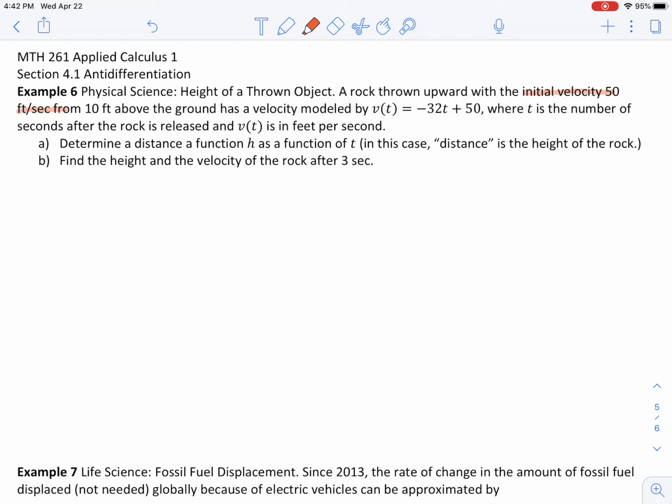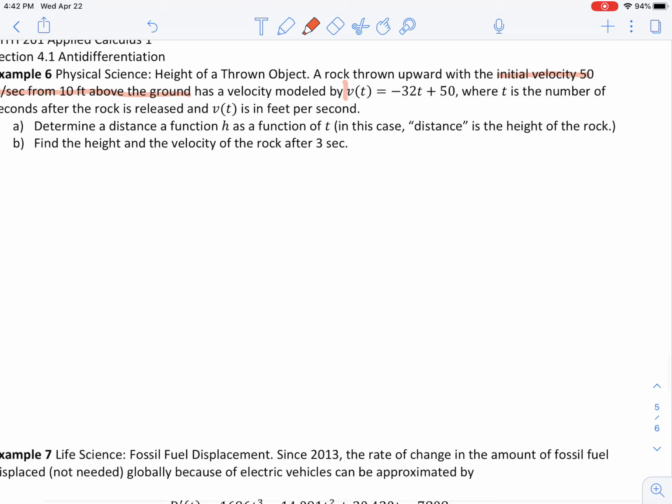Number 6, physical science, height of a thrown object. A rock thrown upward at initial velocity 50 feet per second from 10 feet above the ground. I'm going to go ahead and highlight this word. Initial velocity 50 feet per second from 10 feet above the ground. All right. So this object is not at 0 feet. At time 0, before you throw this, it's at 10 feet above the ground. Maybe a 10 feet tall person is holding it, or maybe you're just standing at a cliff, or I don't know.